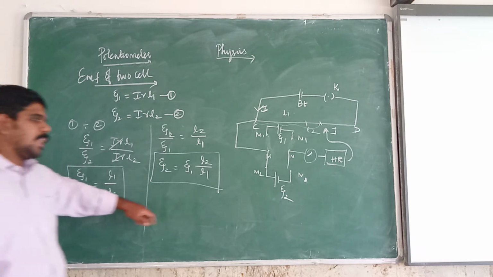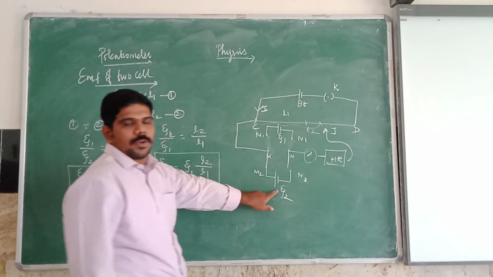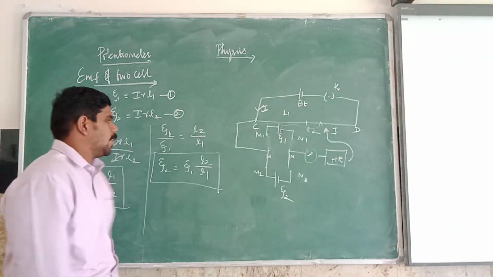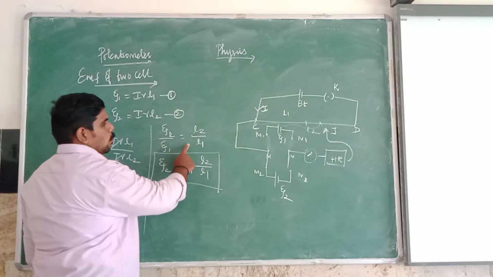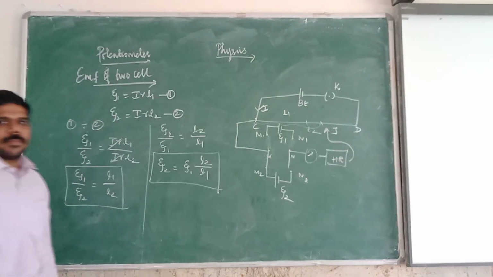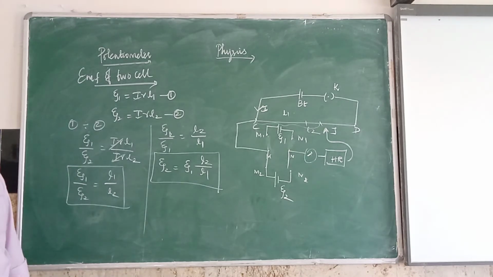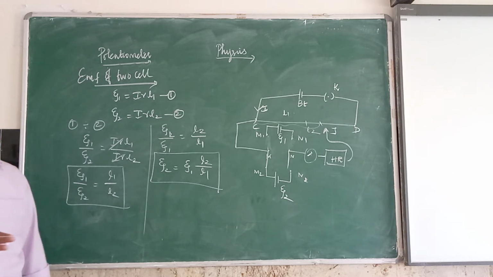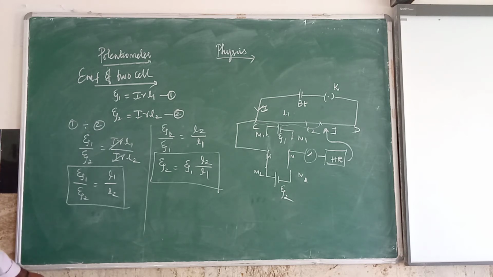If you want to determine the EMF of cell psi 2, what do we get? Psi 2 by psi 1 is equal to L2 by L1. From this, psi 2 is equal to psi 1 into L2 by L1. Clear? This is the comparison of EMF of two cells by using a potentiometer. One of our important 5 mark questions. Okay? Clear? The next one is done.